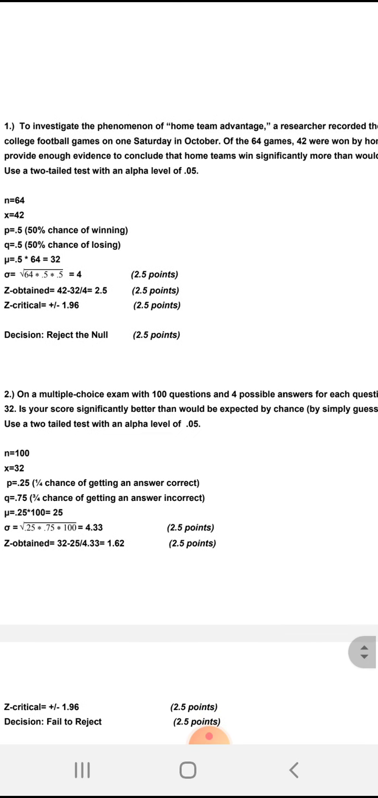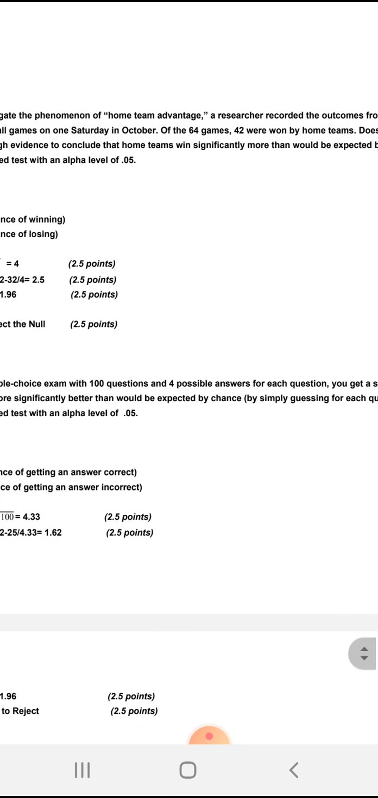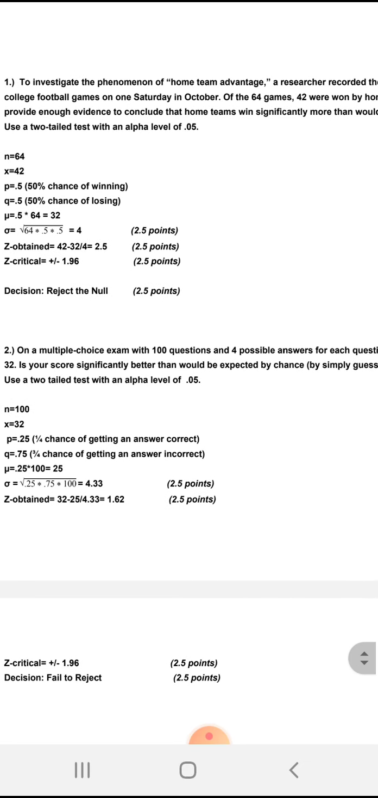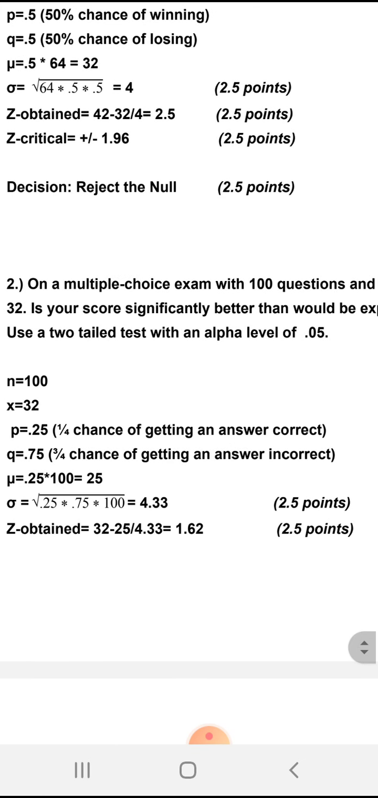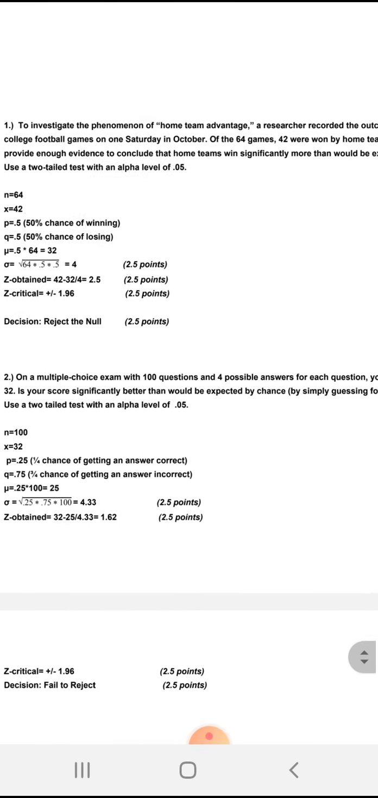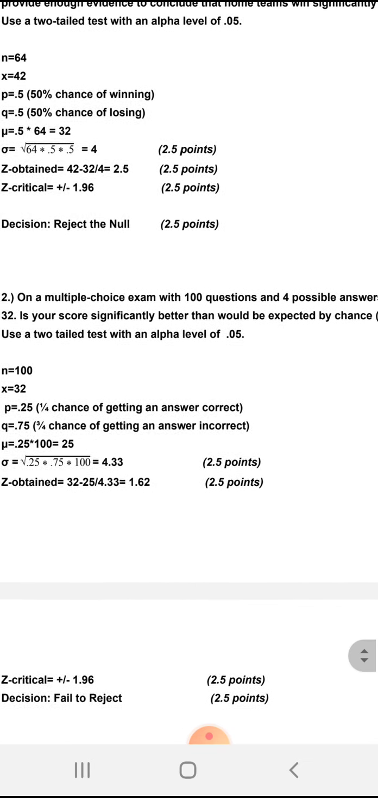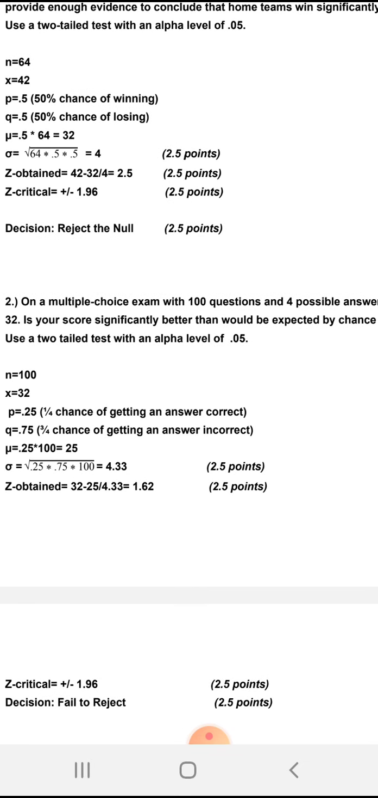You get a score of x equals 32, which is your x value. Is your score significantly better than would be expected by chance? Basically by simply guessing for each question. Use a two-tailed test with an alpha level of 0.05. Okay, so just like the above question, n is 100 questions. X is the score that we're testing. The score is 32. Now P and Q are going to be different here, right?